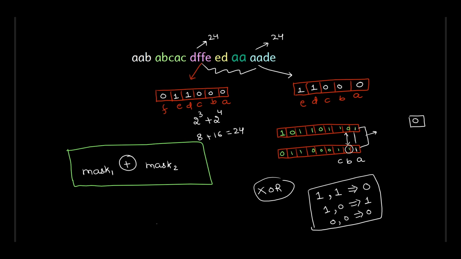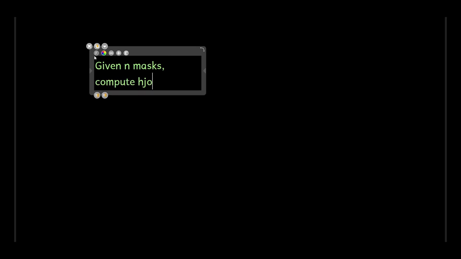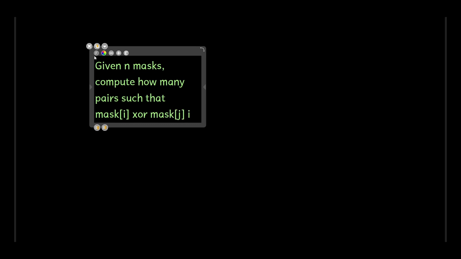Our reduced problem is that you are now given a series of masks. So let me write down the problem statement clearly for the reduced version. Given n masks, compute how many pairs are such that mask i XOR mask j is a power of 2, right?